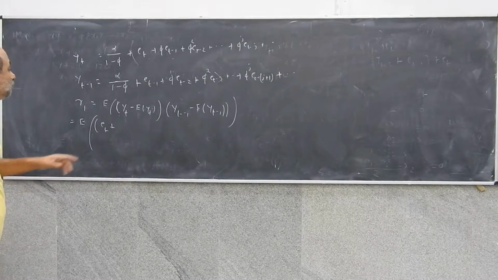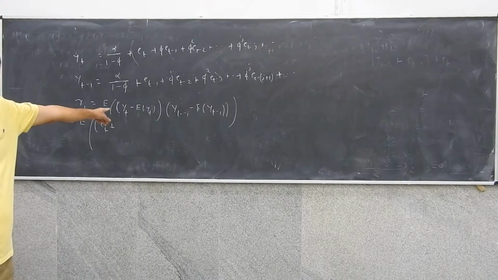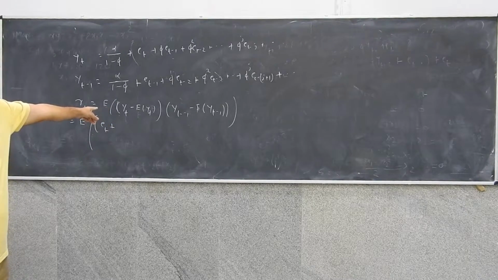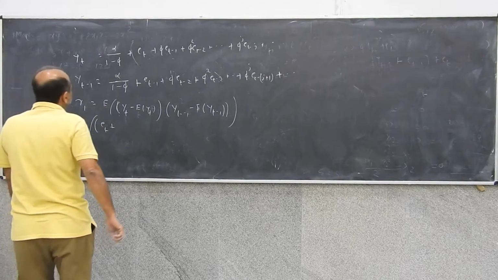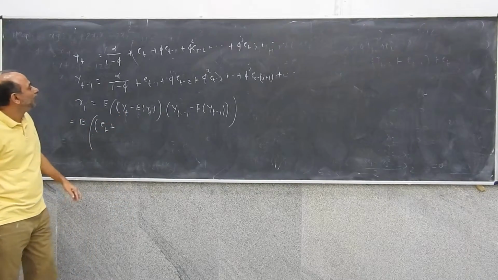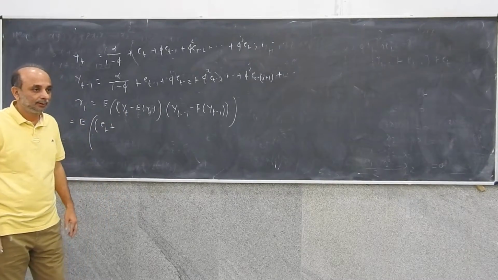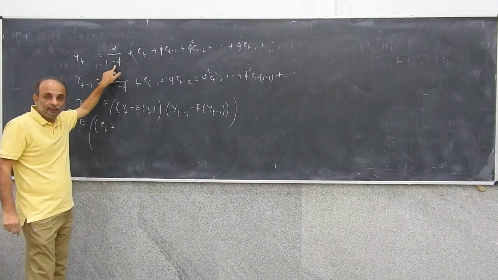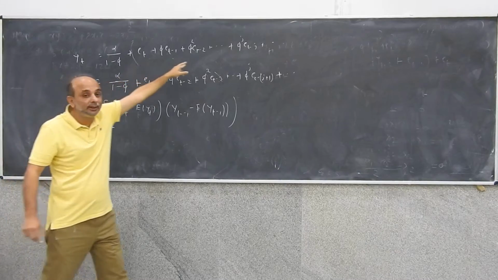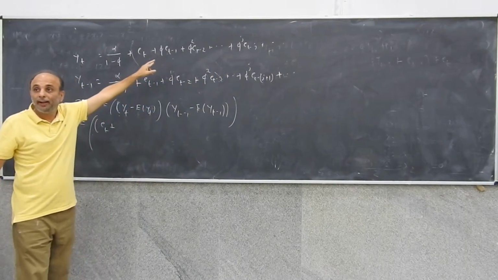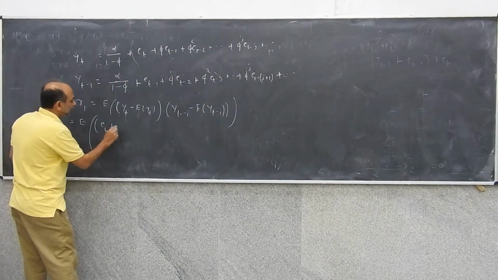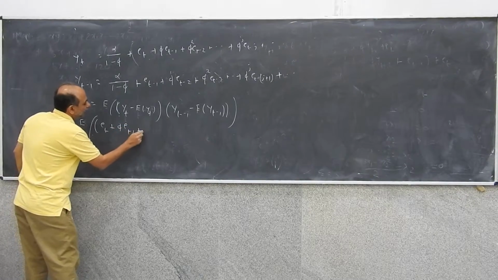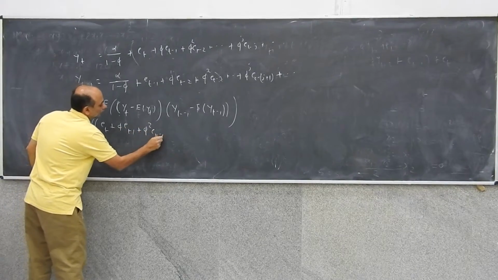Okay? So you see this point? This is very clear? Right? Okay. So now what will this quantity be? What will be yt minus expectation yt? Yt minus alpha upon 1 minus phi, which is this whole thing, right? Which is et plus phi et minus 1.